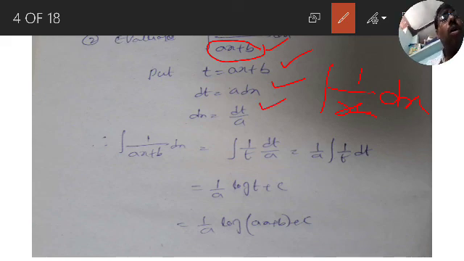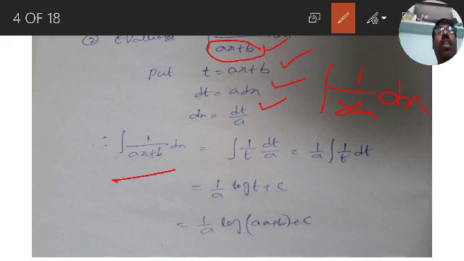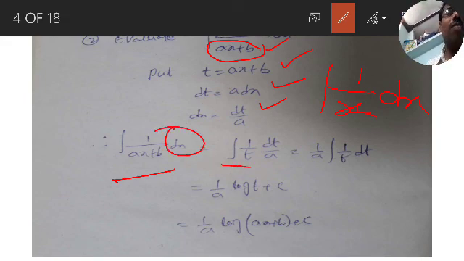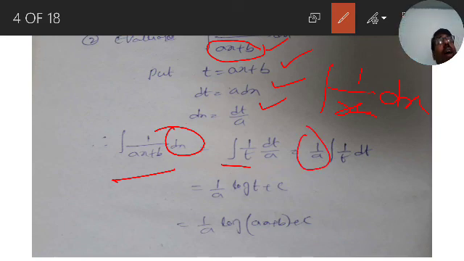So dx is equal to dt by a. Substitute in the given integration 1 by ax plus b into dx, it is integration 1 by t into dt by a. At place of ax plus b, t, and at place of dx you have to substitute dt by a. 1 by a constant outside, integration of 1 by t dt. Are you getting? Now you see the formula. The given problem is not in the standard form, but by substitution what we got? It is converted into standard form. 1 by x dx. If x is a variable, then dx. Now t is a variable, then dt. So 1 by t dt.